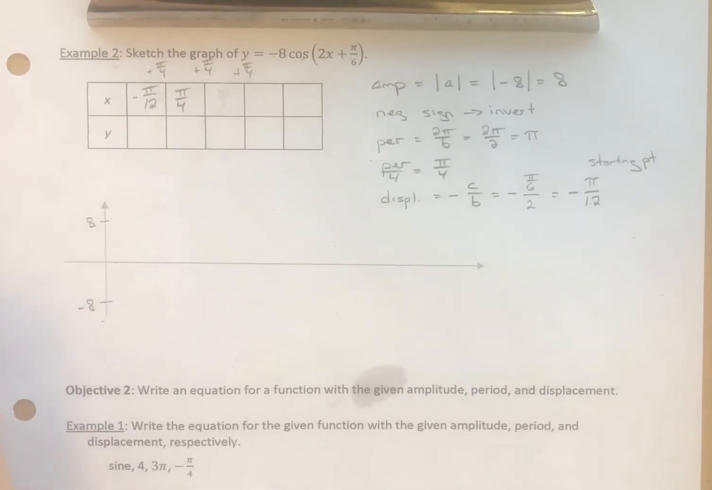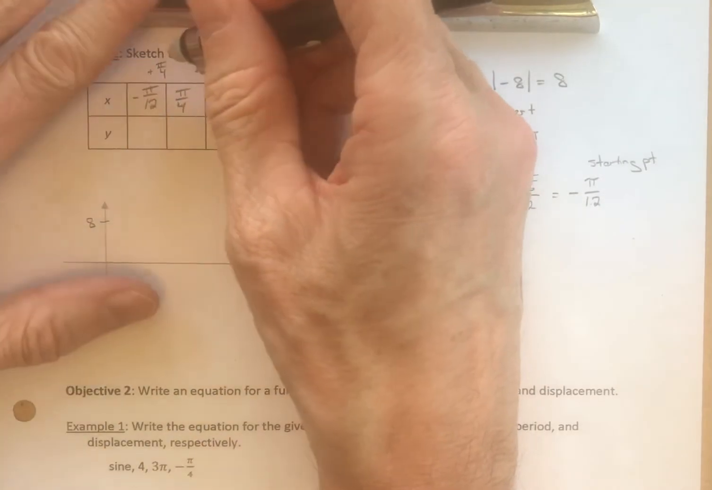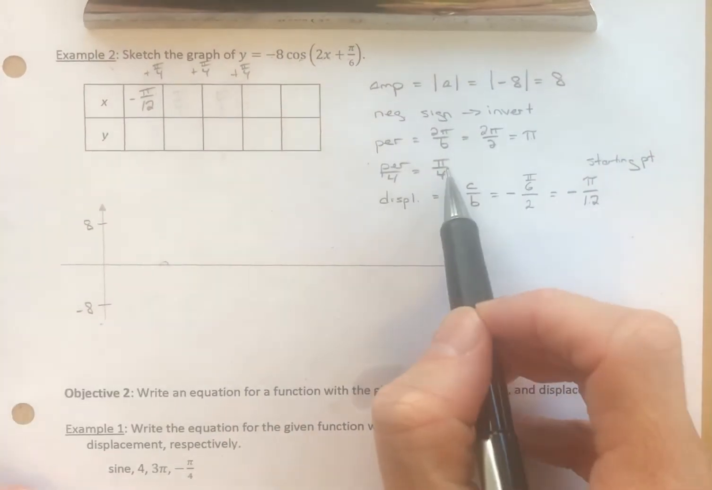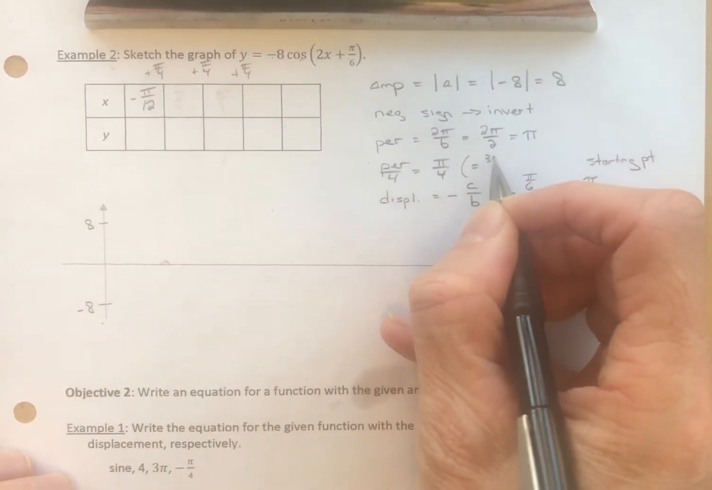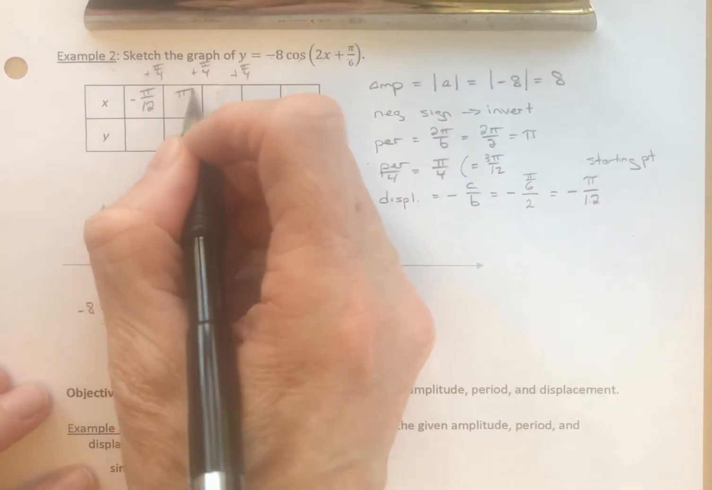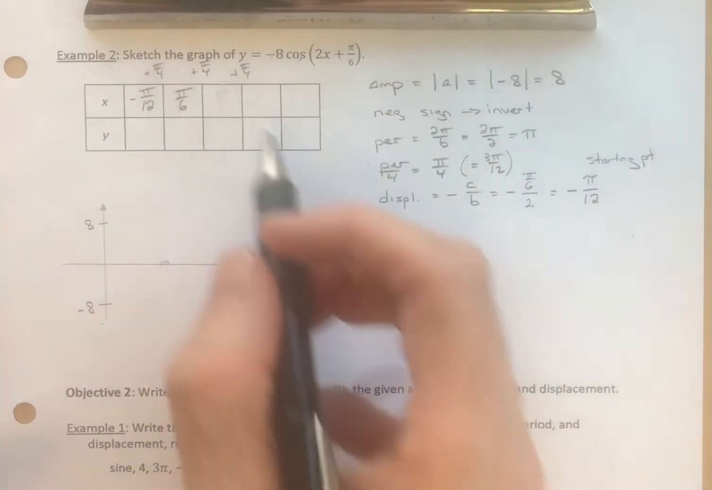Negative pi divided by 12 plus pi divided by 4 and pi divided by 4. That is not correct. This is going to be, I go up pi over 4, which is the same as 3 pi over 12. That's where I goofed. This is pi over 6. Okay, I'm glad I checked that.